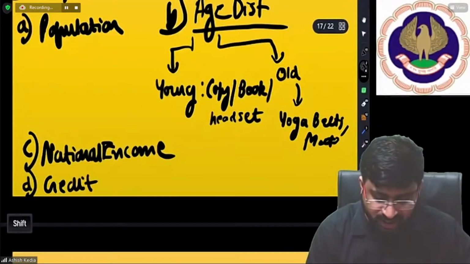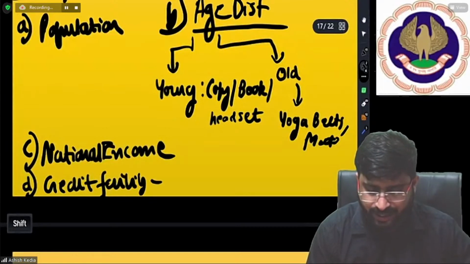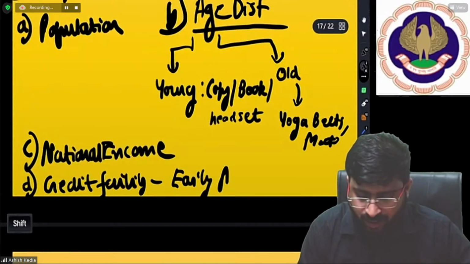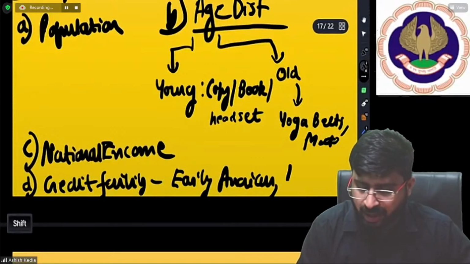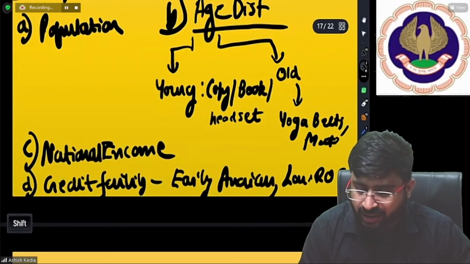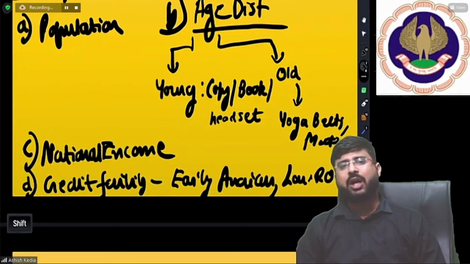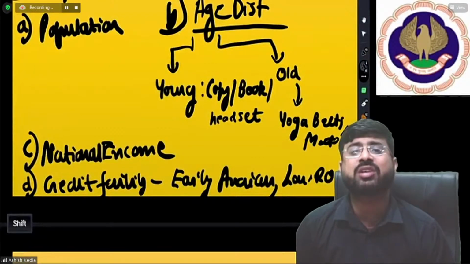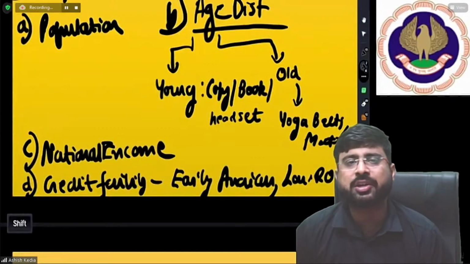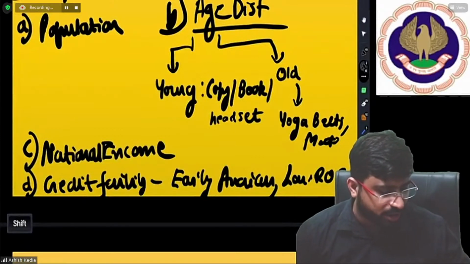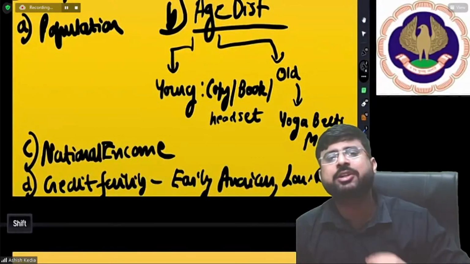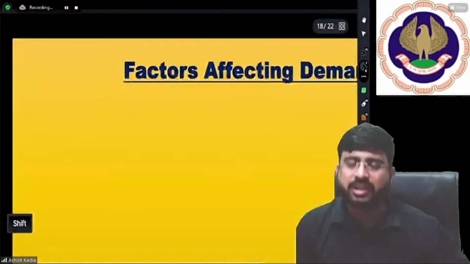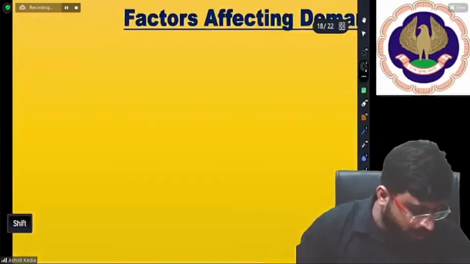So is the loan easily available? If you want to buy something, is the loan easily available or not? If the loan is easily available at a low rate of interest, then obviously people will want to take loans and therefore quantity demanded will rise. But if loans are not easily available, if loans become expensive, obviously quantity demanded will fall. Yes, sir, it's crystal clear to us. That is point number D, credit facility.